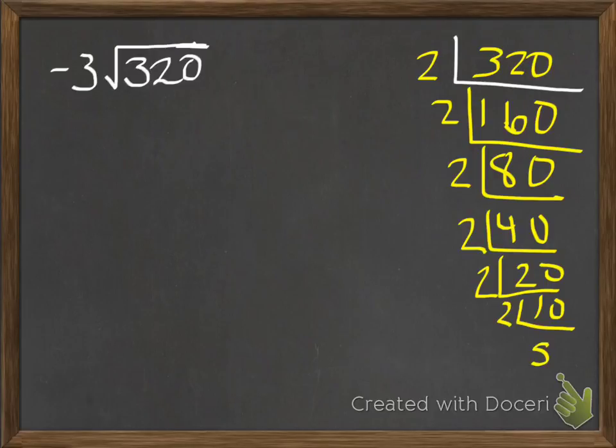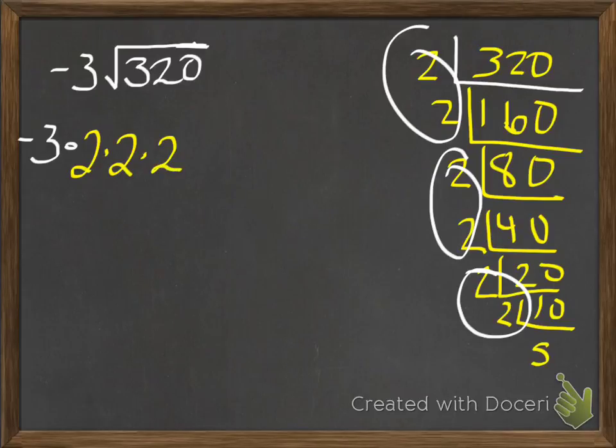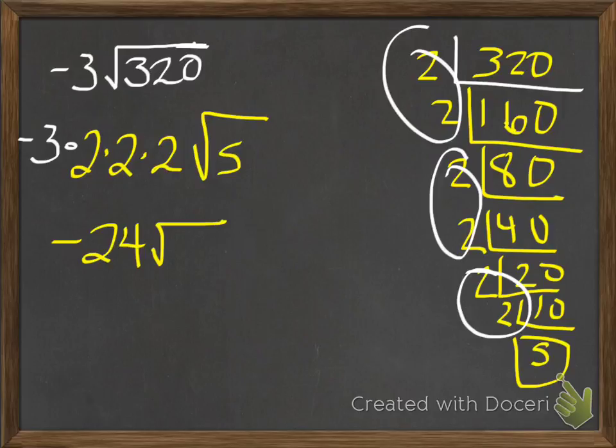Okay, check to see if you have what I have. So let's look for our sets. We have one set of 2's, 2 sets of 2's, 3 sets of 2's. So now we are going to write down what we had originally times each of those sets. And then do our radical with what was left, which was a 5. So we're going to end up multiplying negative 3 times 2 times 2 times 2, which comes up with what? Negative 24. Negative 24 times the square root of 5.